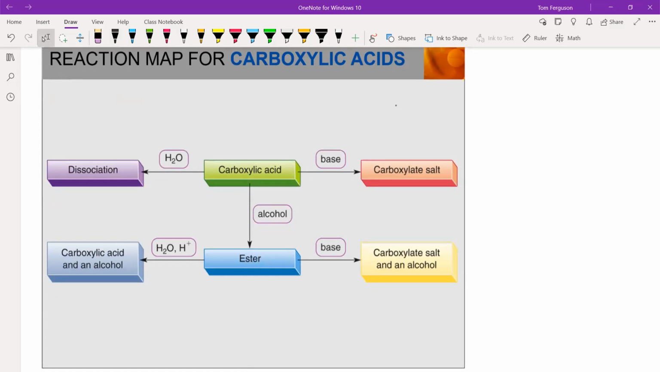Okay. So, looking at acids and esters. If you start with an acid, you can put it just in plain water and it'll dissociate. What that means is you end up with a proton coming off.